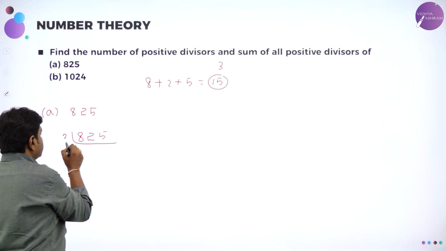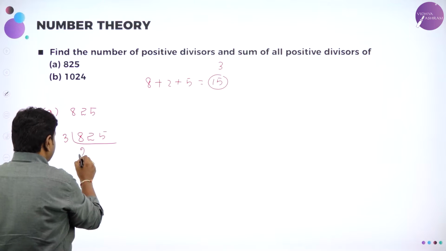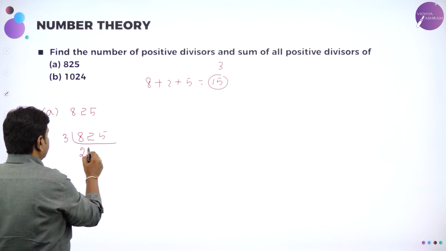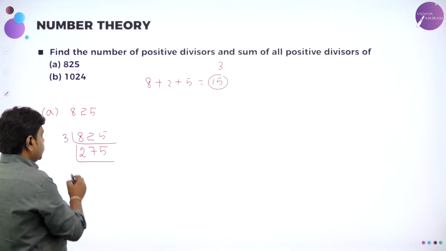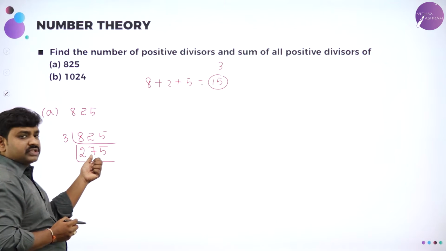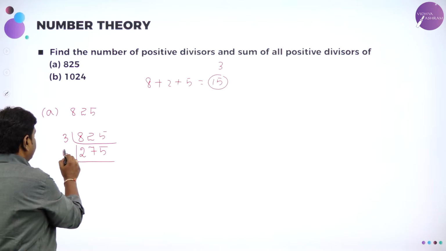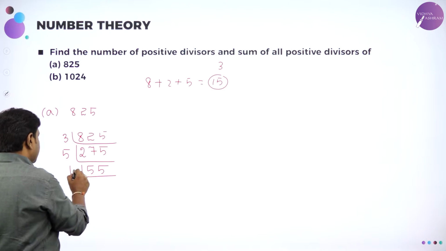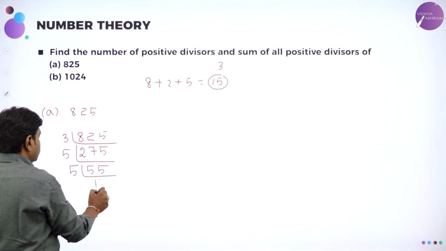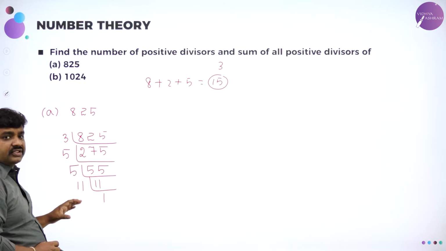So now start with the first prime factor because it's not divisible by 2. So start with 3. 3 2s are 6 and it becomes 22. 3 7s are 21. 3 5s are 15. Then again 7 plus 2 is 9, 9 plus 5 is 14. It is not divisible by 3. Try with the next prime factor 5. 5 5s are 25. Again it becomes 25. 5 5s are 25. Then it is divisible by 11. 11 1s are 11. So now I have done prime factorization.